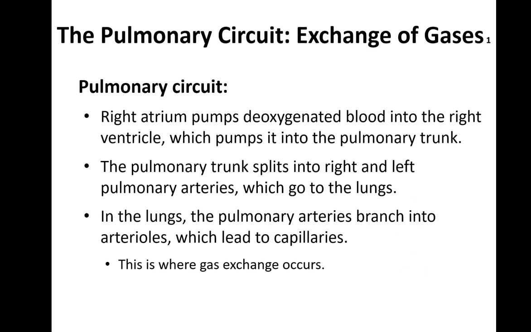The pulmonary circuit, exchanges of gases. In the pulmonary circuit, the pulmonary arteries take blood from the right ventricles to the lungs. Carbon dioxide, CO2, is given off, and oxygen is picked up. The pulmonary veins return the blood to the left atria, and the pulmonary arteries carry oxygen-poor blood, while the pulmonary veins carry oxygen-rich blood.